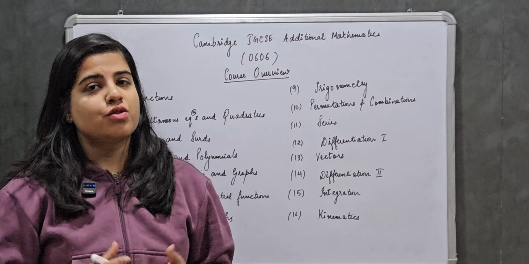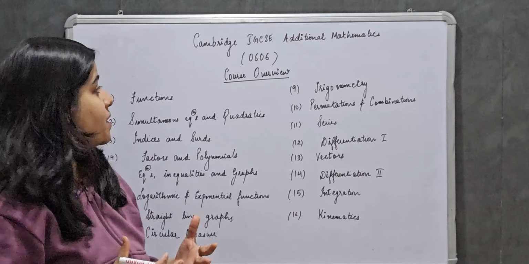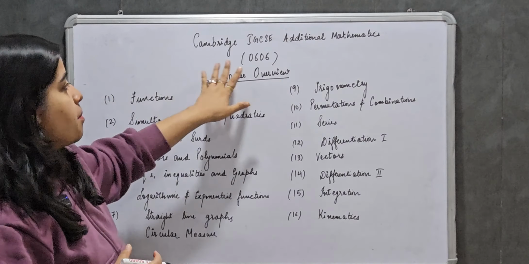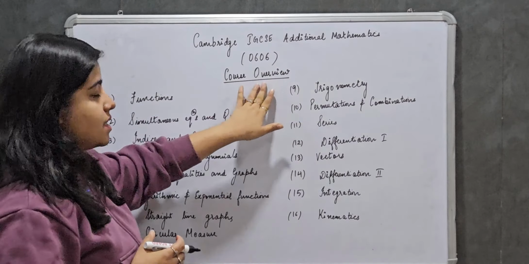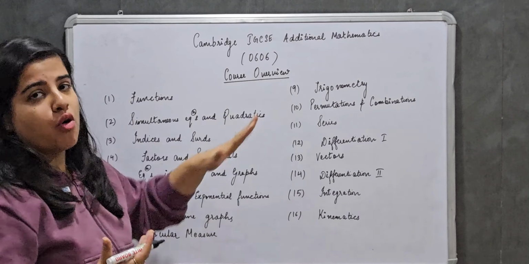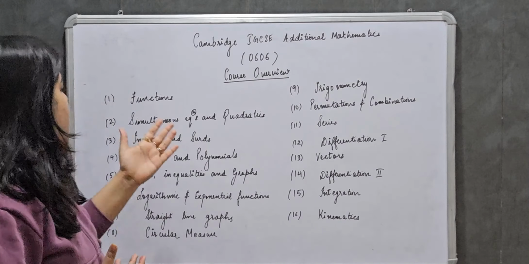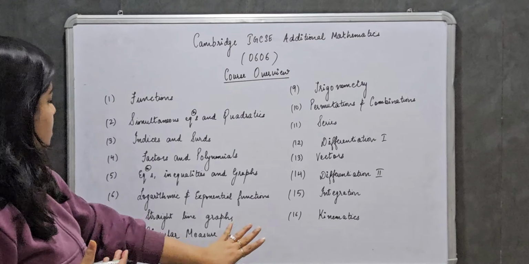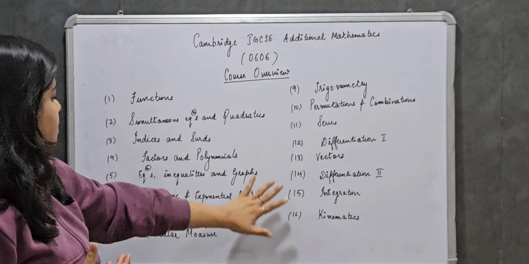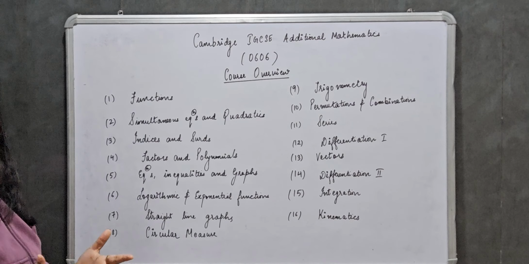Hi everyone. In this series, we'll be learning about all the important topics which are required for our Cambridge IGCSE Additional Mathematics exam. We'll take a course overview of what topics we're going to cover. There are 16 topics in all which we have to cover for our course.